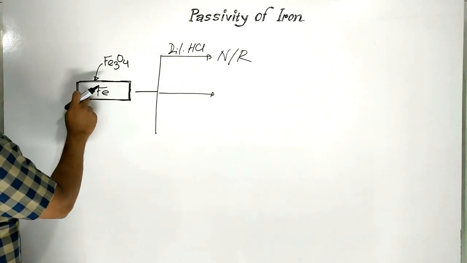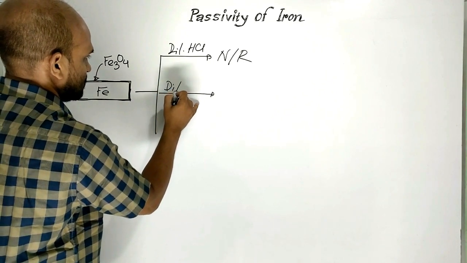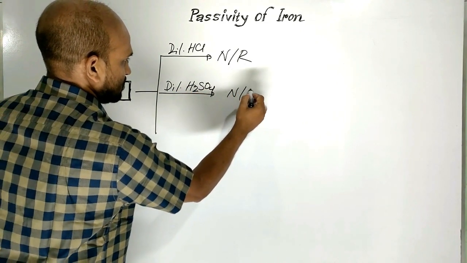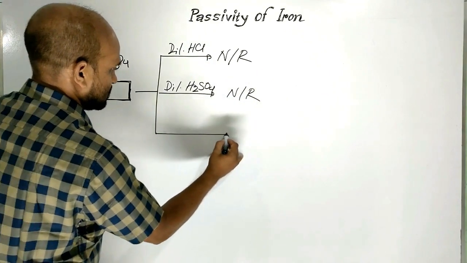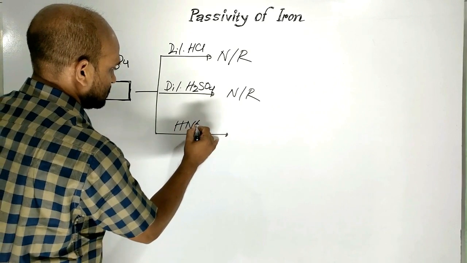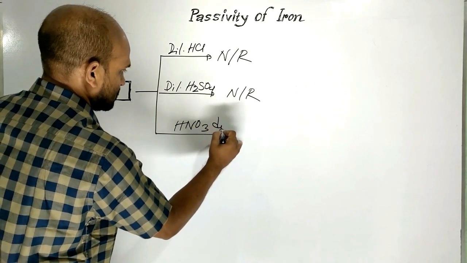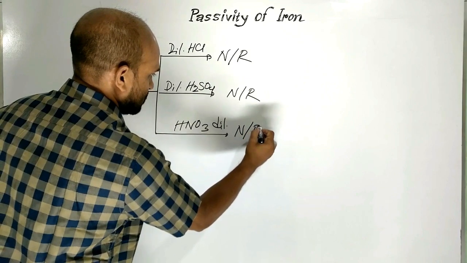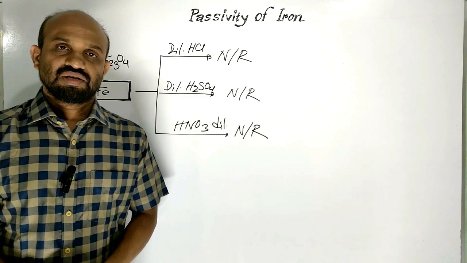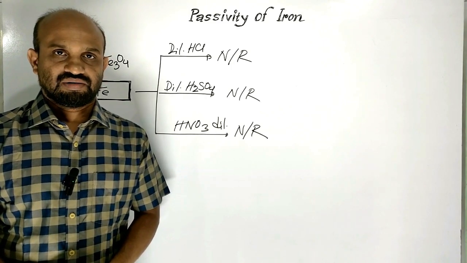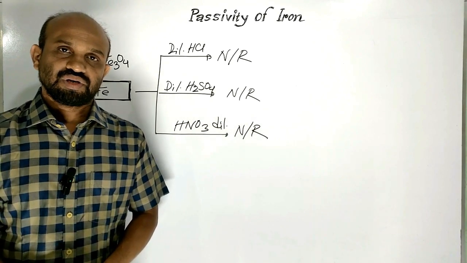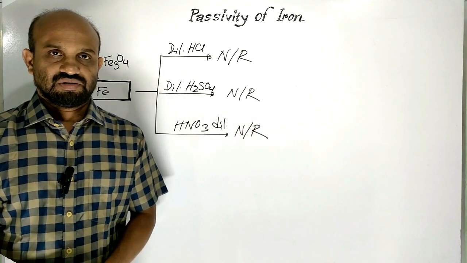When this is dissolved in sulfuric acid, then no reaction. When this is dissolved in nitric acid, then no reaction. This phenomenon is passivity of iron, inertness of iron. How can this inertness be removed? Let us see the matter.